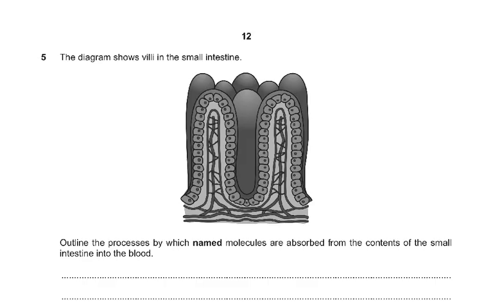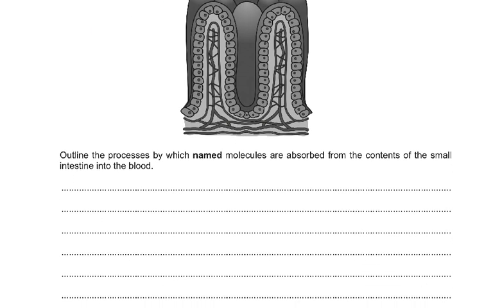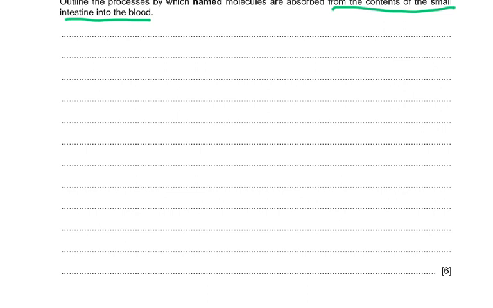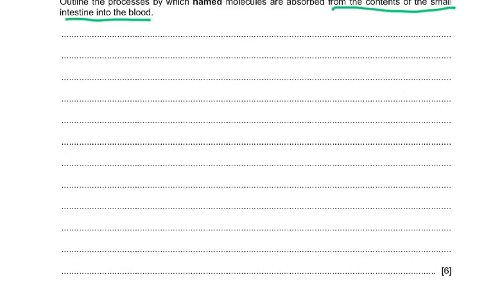Now we go on to, oh no, there's another question still left. Question 5 is still there. The diagram shows villi in the small intestine. Outline the process by which named molecules are absorbed from the contents of the small intestine into the blood. And that is for another 6 marks. And then let's go back to the question.